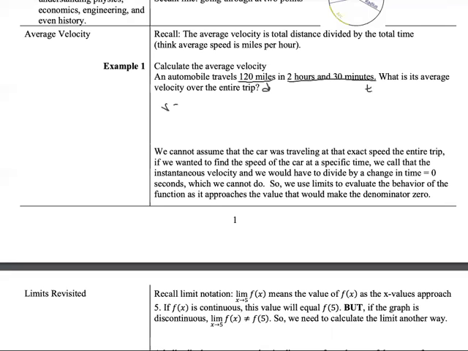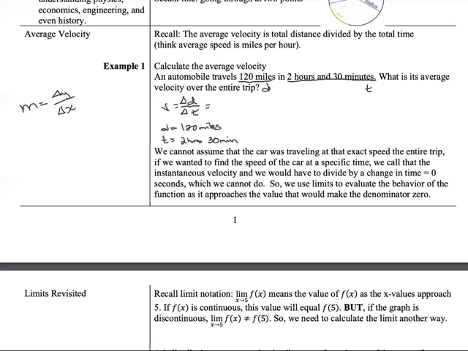So velocity equals distance over time, and really it's change in distance. So we use a capital delta to represent change, just like we did for slope, right? When we were looking at slope, it's change in y over change in x. Same thing for velocity, we're looking at the change in distance over the change in time. So how far did we travel and how long did it take? So our distance is 120 miles. Our time is 2 hours and 30 minutes.